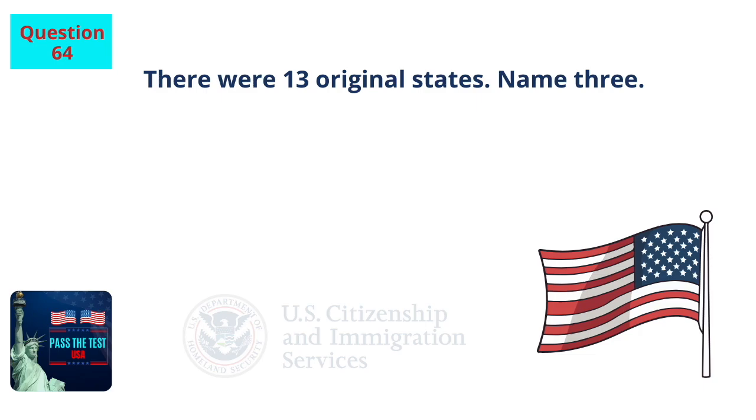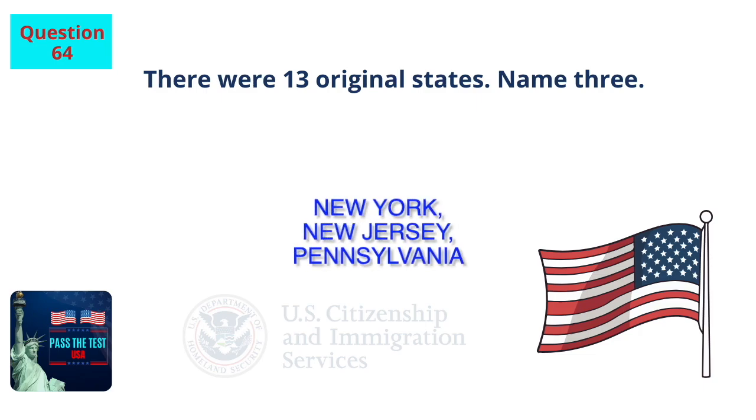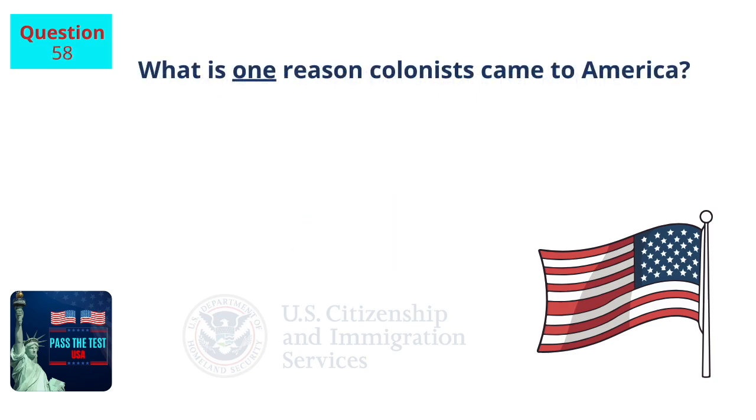There were 13 original states. Name 3. New York, New Jersey, and Pennsylvania. What is one reason colonists came to America? Freedom.